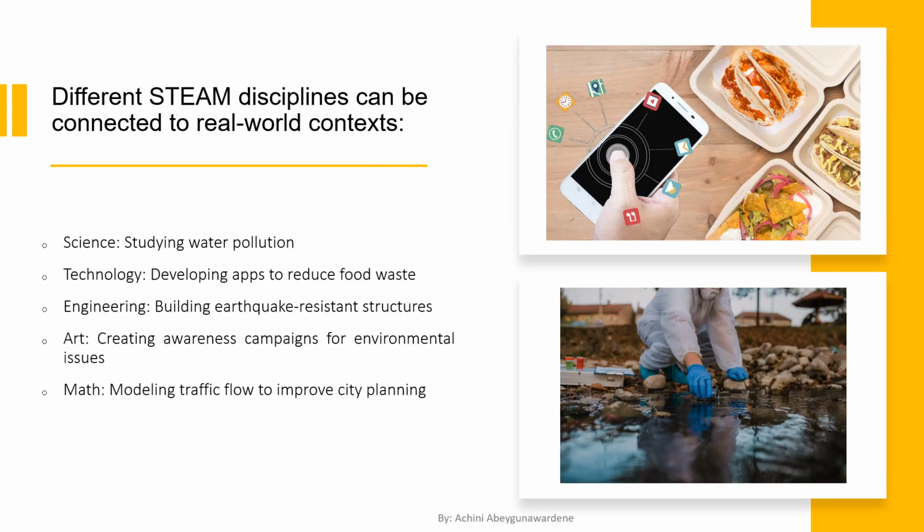Now I'm going to talk about different STEAM disciplines that can be connected to real-world contexts. Science. Studying water pollution and designing filtration systems. Technology. Developing apps to reduce food waste or monitor air quality. Engineering. Building earthquake-resistant structures or designing solar-powered devices. Art. Creating awareness campaigns for environmental issues or designing sustainable architecture. Math. Modeling traffic flow to improve city planning or analyzing data to predict natural disasters.